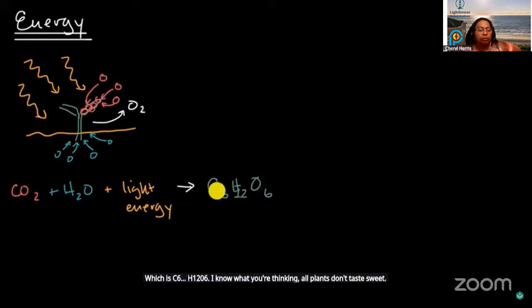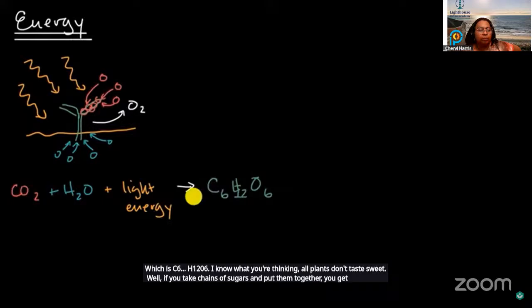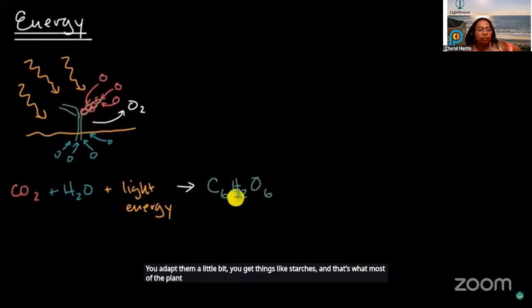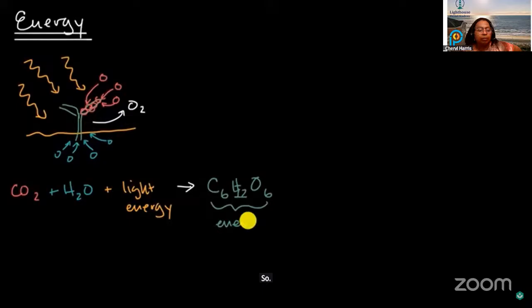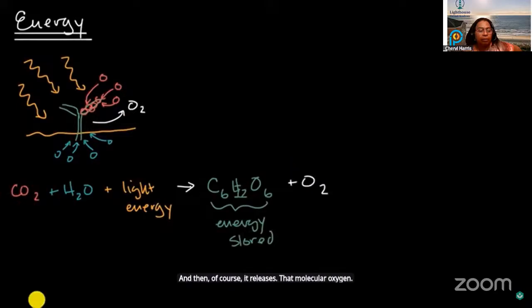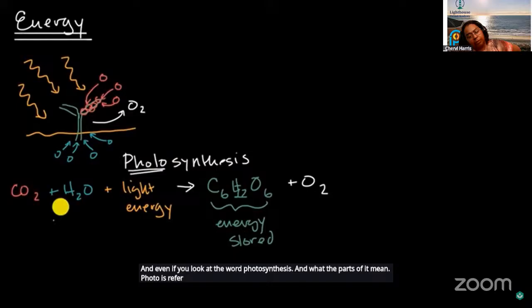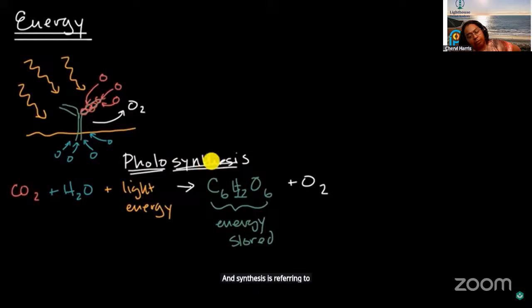Well, if you take chains of sugars and put them together, you get carbohydrates, and you adapt them a little bit, you get things like starches, and that's what most of the plant tissue is. So some variations of this, or variations of this linked together, but this is where the energy is stored. So energy stored in the actual plant tissue, and then of course it releases that molecular oxygen. And this is the process of photosynthesis. And even if you look at the word photosynthesis and what the parts of it mean, photo is referring to light, and synthesis is referring to putting something together, synthesizing something.